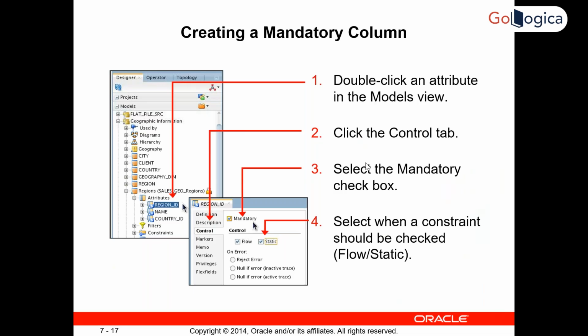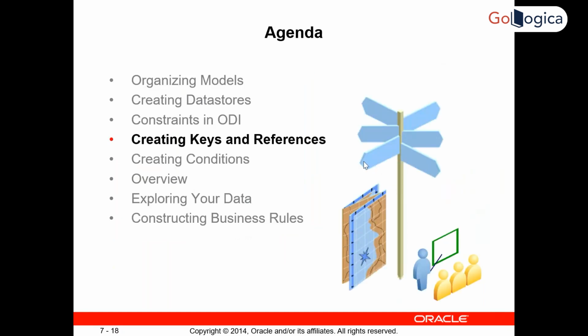That means whenever we define the constraint, we tell whether this constraint has to work in the flow control or in the static control. Static is before and after. Flow is when the data is loading time. I think only these two.